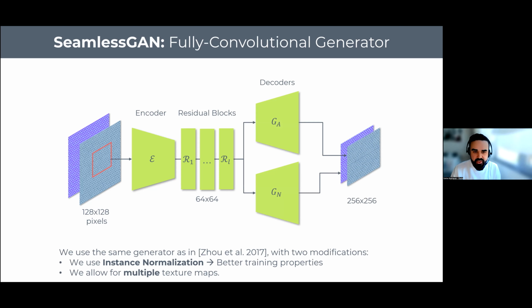To improve the quality of the results with respect to previous work, we use instance normalization, which allows us to obtain better results because we train with better convergence properties, and this allows us to train for half the iterations.